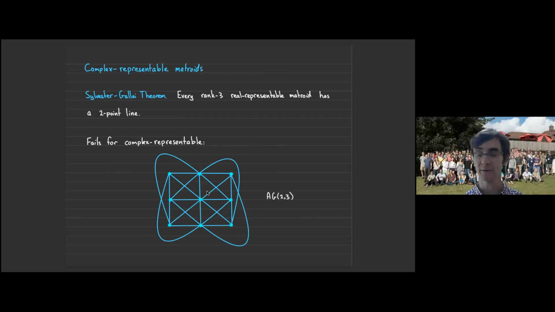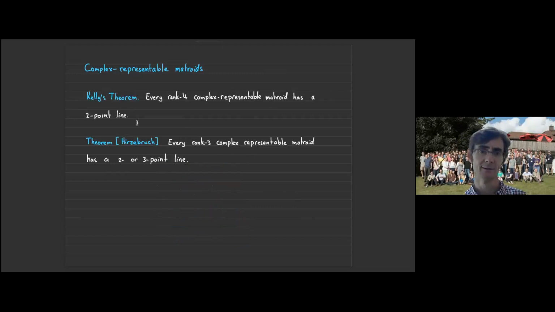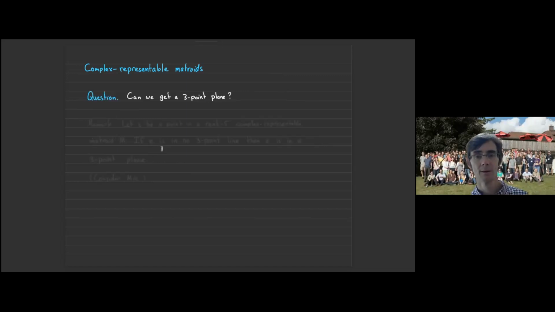But again, as with the reals, all you have to do is go up 1 in rank and then things become nice. Kelly proved that every rank 4 complex representable matroid has a 2-point line. His proof relied on a theorem of, I guess it's Hirzebruch, who works in algebraic geometry, who proved that every rank 3 complex representable matroid has a 2 or 3-point line. This is apparently quite a tricky theorem to prove, and Kelly's theorem relies on it. As far as I know, there isn't a theorem about getting a 3-point plane for complex representable. We don't know a bound at all.